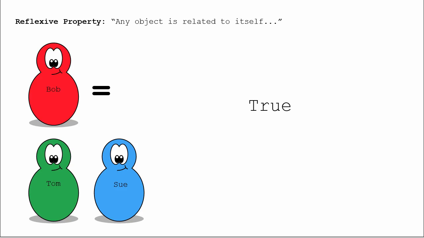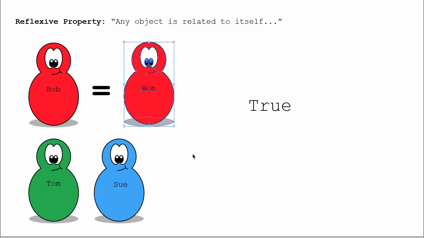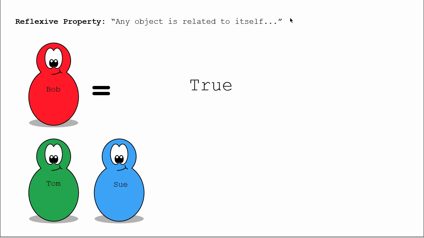So here's Bob. Now, is Bob equal to Bob? That is a true statement. Bob relates to himself because he's Bob. Therefore, Bob should equal Bob. So the first part is the reflexive property.